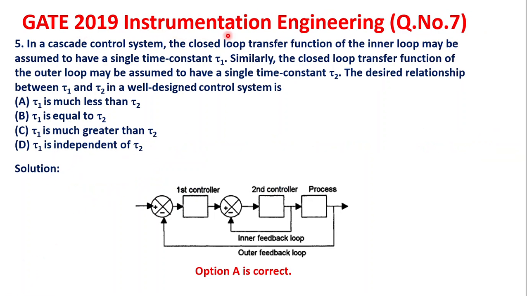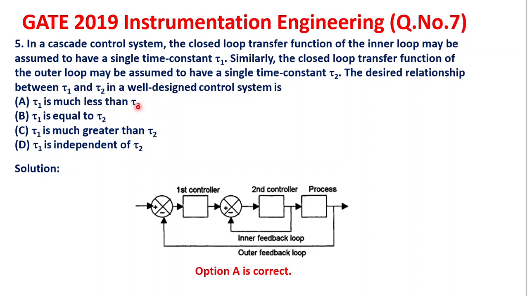The last question is taken from 2019 Instrumentation Engineering question number 7. In a cascade control system, the closed loop transfer function of the inner loop is assumed to have a single time constant tau 1. Similarly, the closed loop transfer function of the outer loop may be assumed to have a single time constant tau 2. The desired relationship between tau 1 and tau 2 in a well-designed control system is?